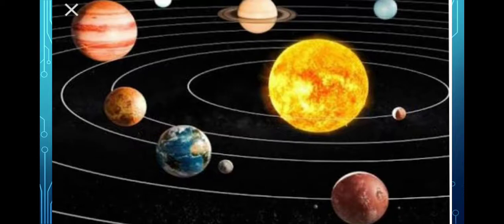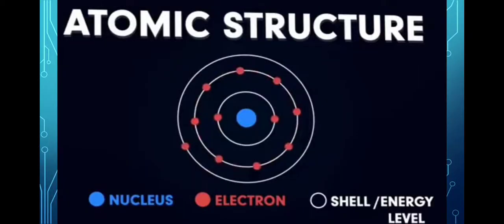In a similar way, we have the atomic structure. The nucleus acts like the sun, located at the center, and the electrons are like planets, which revolve in fixed, defined orbitals. These electron orbitals are referred to as shells or energy levels. Now, the name energy levels gets us to an important concept.